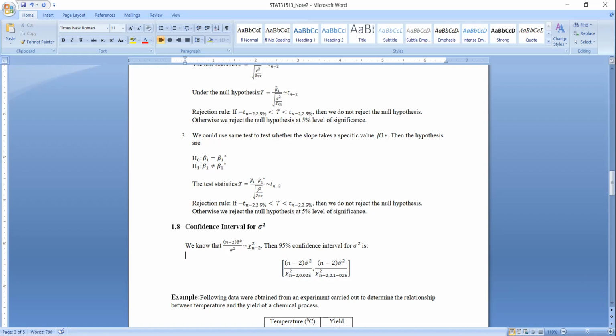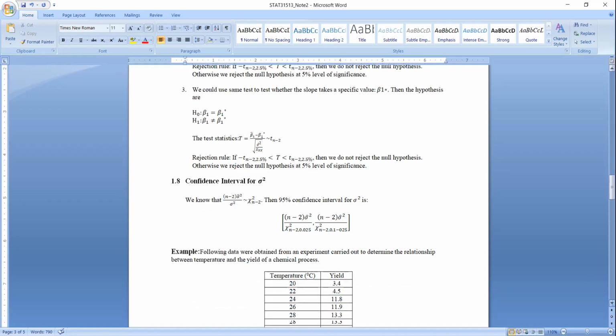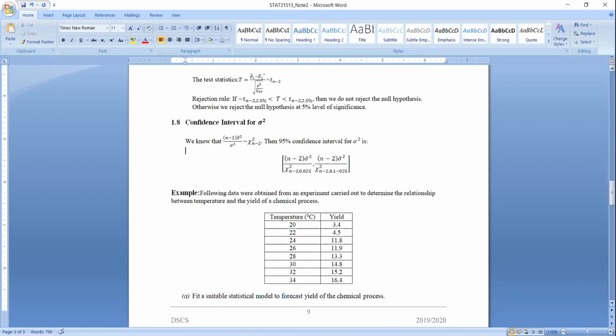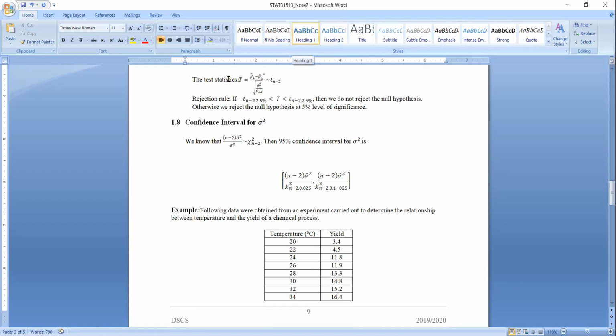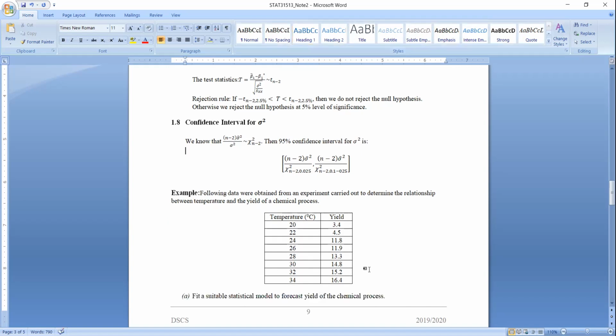So we'll go through an example, then you will understand how to use these equations practically. So before that, do you have any questions? Okay, then let's look at the example.